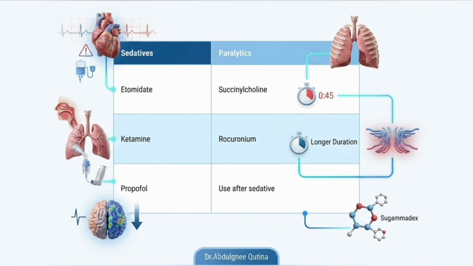Etomidate is fantastic for keeping hemodynamics stable. Ketamine is your go-to for asthma because it's a bronchodilator. Propofol is great for seizures, but watch out for that hypotension drop. Then you pair that sedative with a paralytic, like succinylcholine for a blistering 45-second onset, or rocuronium if you want a longer duration that you can fully reverse later with Sugammadex.